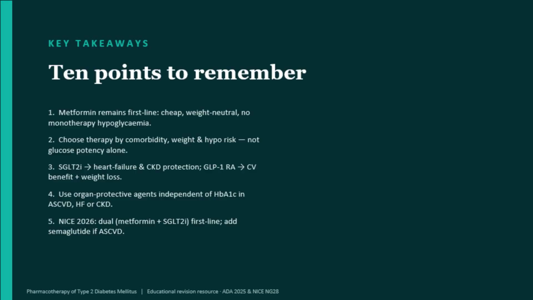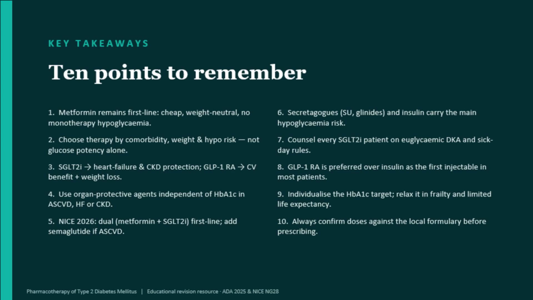Okay, if you remember nothing else, remember these 10. Metformin still first line. Choose by comorbidity, not just glucose potency. SGLT2s protect heart and kidney, GLP-1s too, cut cardiovascular events and drop weight, and you use them independent of the A1c when there's organ disease. NICE now goes dual first line, adding semaglutide if there's cardiovascular disease.